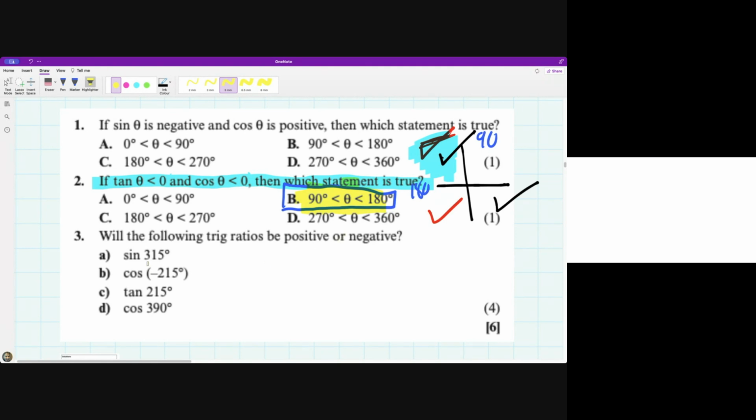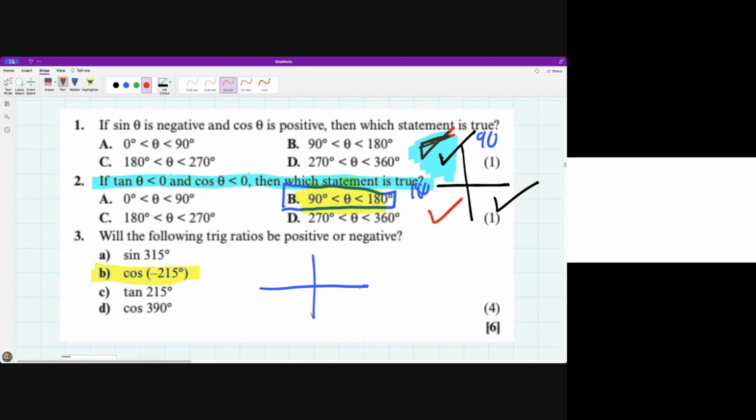Okay, next question. Tell me, is the cos of minus 215 positive or negative? And don't use your calculator. I want you to work it out using just the CAST diagram. Is the cos of minus 215 positive or negative? Now, negative angles go the opposite direction. This is the positive direction. For negative angles, you go that direction. Now, I wonder if that's going to have an effect on it being positive or negative.